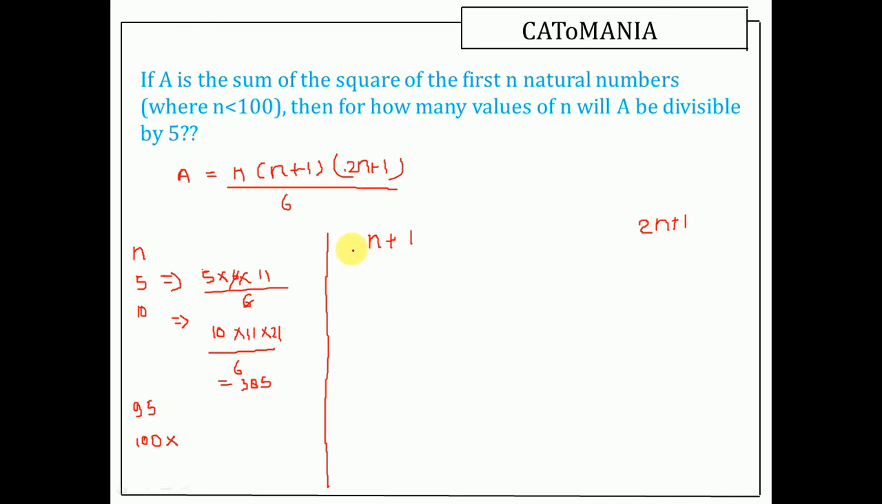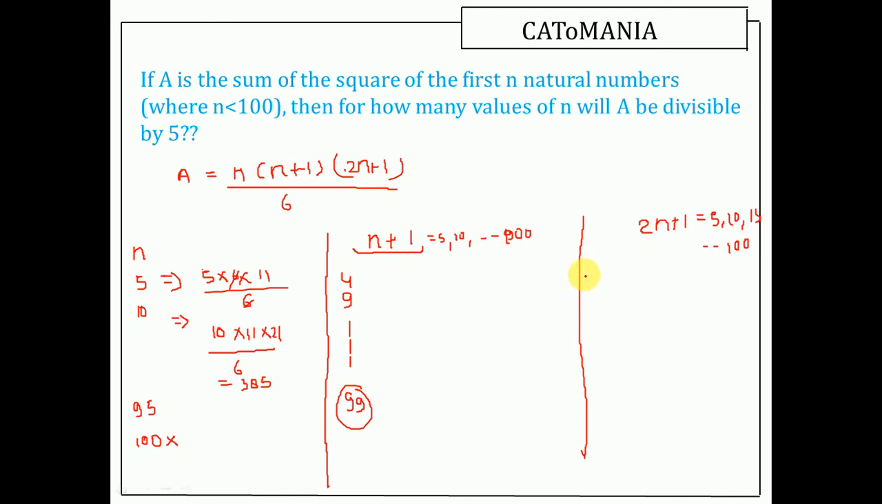Now when n plus 1 will be divisible by 5, when it is equal to 5, 10 or 100, or we can write n is equal to 4, 9 and 99. Now we can take 99, n equal to 99, because n is less than 100. Now go to 2n plus 1. Again we can write when 2n plus 1 is equal to 5, 10, 15 and it continues till 100.